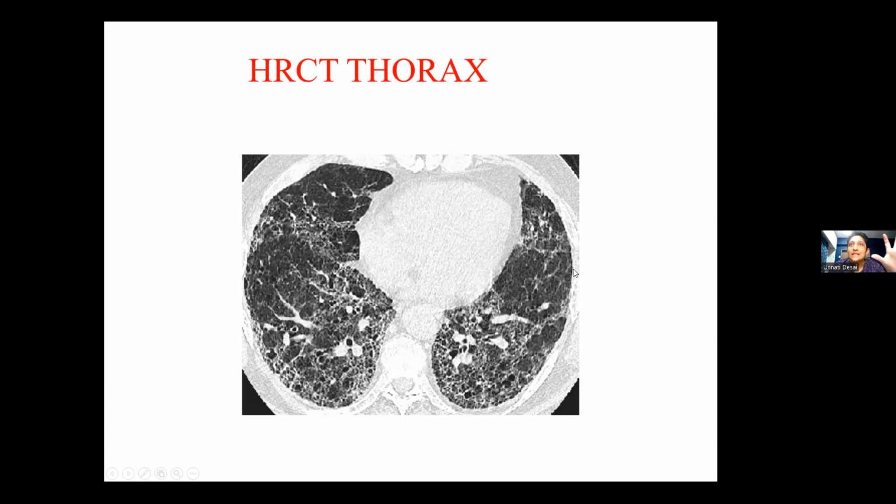So we see a CT scan. These are the bases in the image, the bases of the lung or the lower lobes, where we see interseptal thickening. There is honeycombing seen, and the involvement is usually throughout the lung, and there is no subpleural sparing.